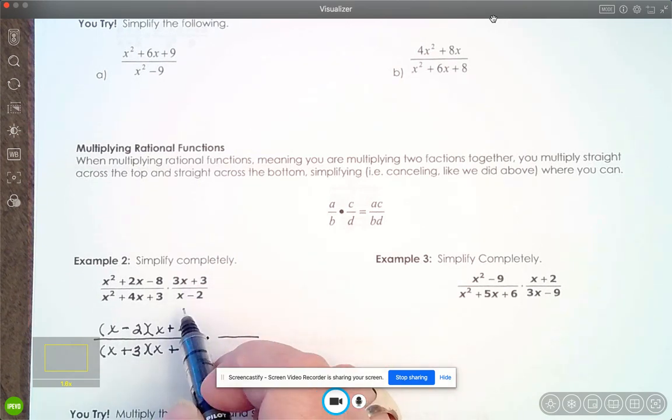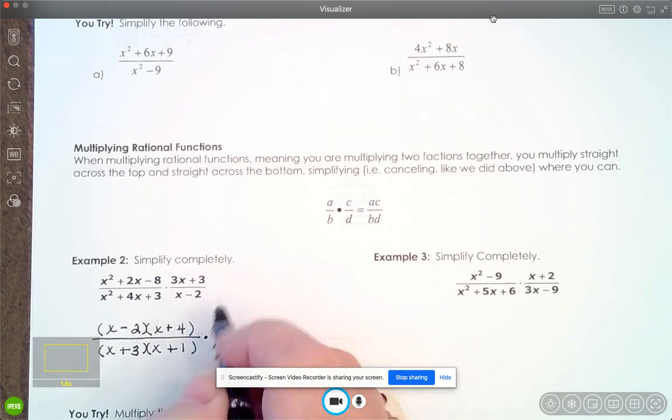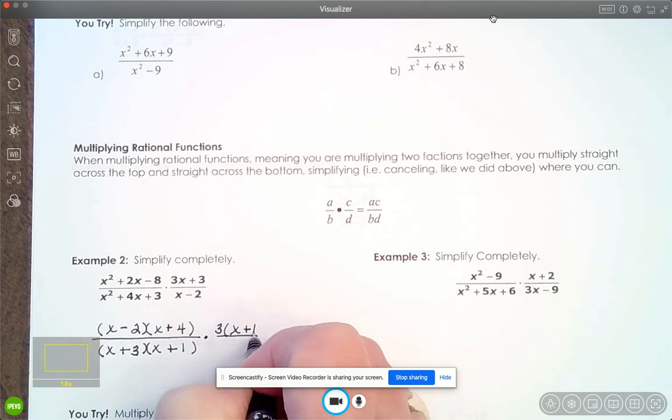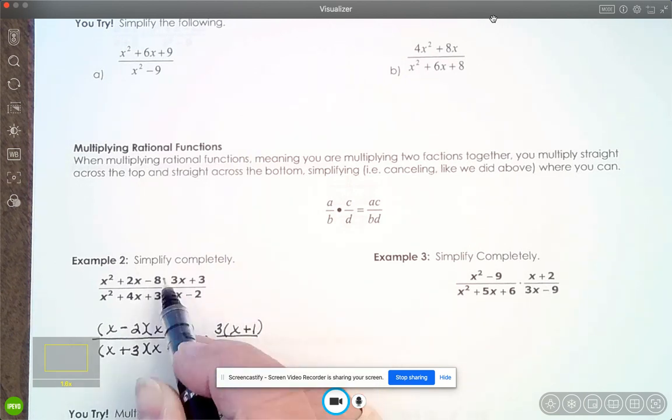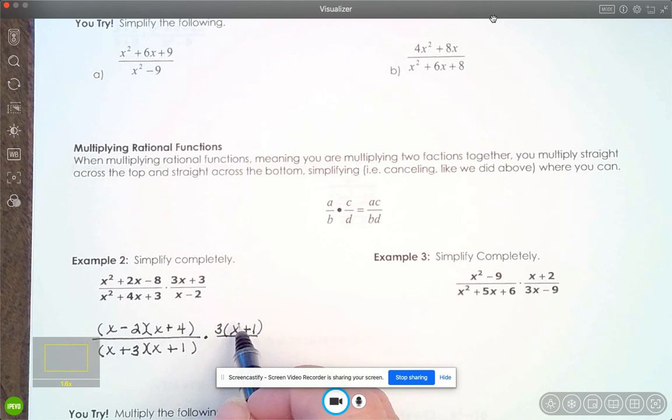Neither one of these are quadratics, but in the numerator, I can factor out a 3, and I have x plus 1. 3 times x is 3x. 3 times 1 is 3. In the denominator, I just have an x minus 2. I can't do anything with that one.